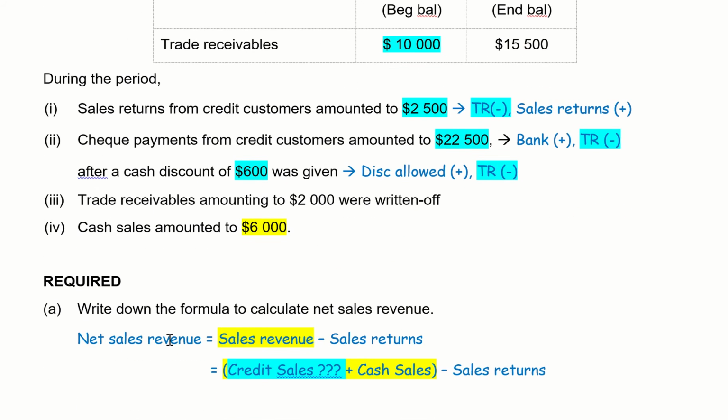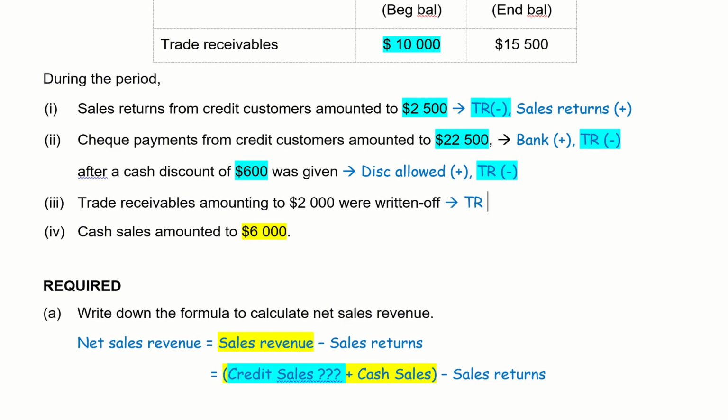The next piece of information, part 3, you see that there is a trade receivable that is written off. So when a trade receivable is written off, what is the double entry? Now why is this trade receivable written off? Maybe the debtor died, ran away, went bankrupt, or the business collapsed. Since that is the case, you are never going to get this money back from him, so we are going to record this as trade receivables minus, because he's not going to pay you back the money.